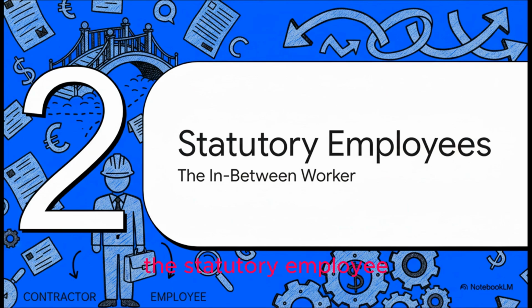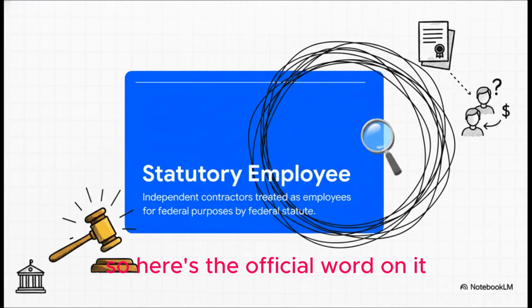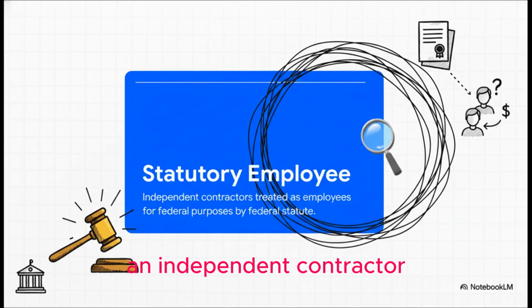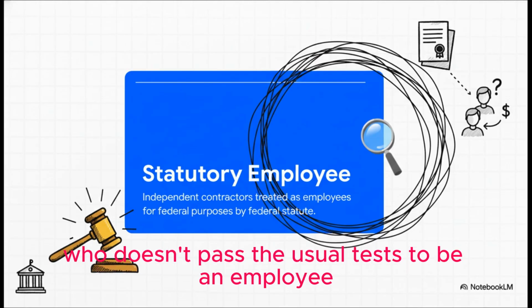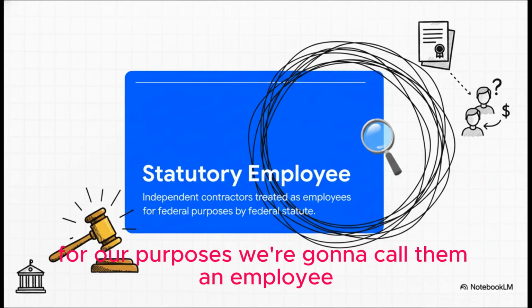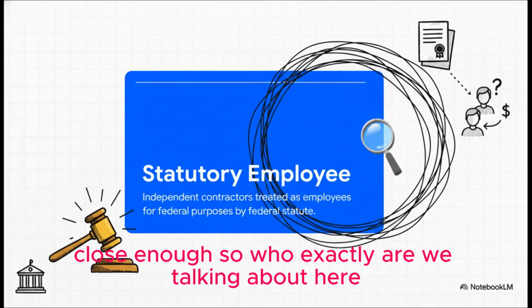Okay, first up, the statutory employee. The best way to think about this person is as the ultimate hybrid worker. They kind of look and act like an independent contractor, but for some key tax purposes, they get treated like an employee. So here's the official word on it. A statutory employee is basically an independent contractor who doesn't pass the usual tests to be an employee, but a federal law, a statute, has stepped in and said, for our purposes, we're going to call them an employee. It's the government basically saying, close enough.